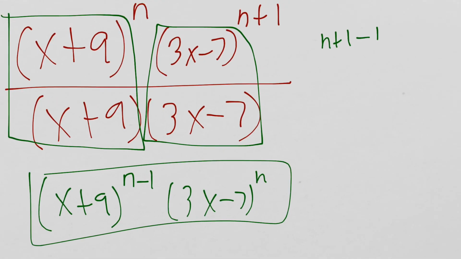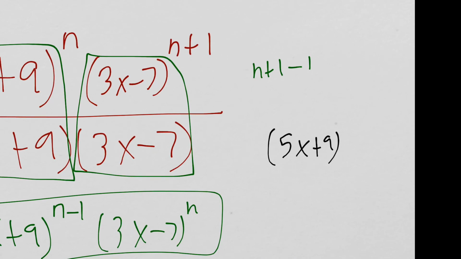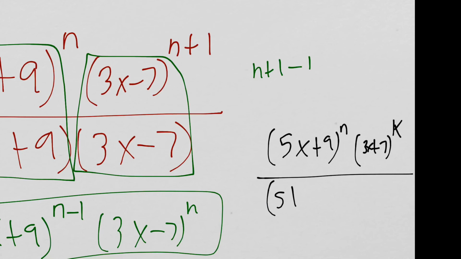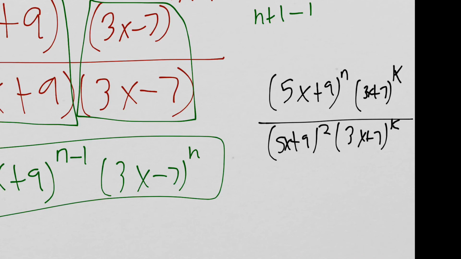Okay, let's try another one real quick. So if I have 5x plus 9 to the nth power, and then I have 3x plus 7 to the k power. And then let's put this over 5x plus 9 squared times 3x plus 7 to the k. All right, so what do we get? Well, 5x plus 9 to the n over 5x plus 9 squared, we're going to get n minus 2 when we subtract our exponents: 5x plus 9 to the n minus 2.